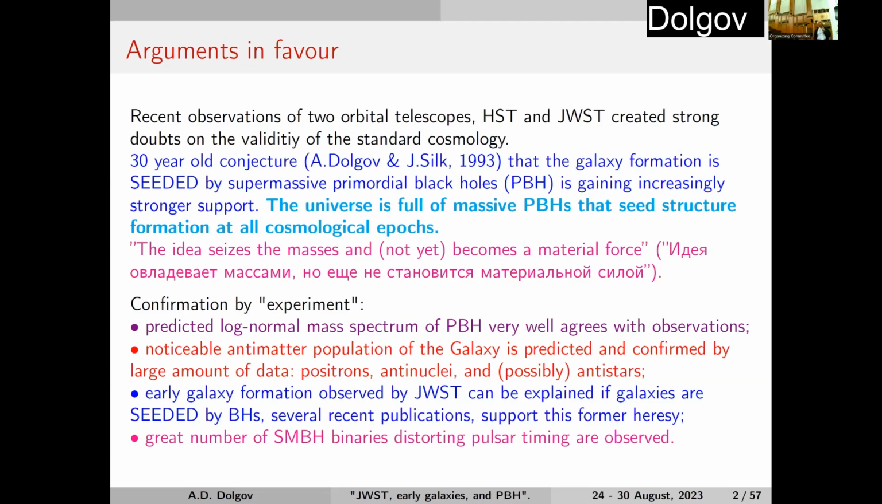The next thing, which I already repeated: all the data controversial with the standard cosmology, observed by the James Webb telescope and in fact also by the Hubble telescope, has an economical and simple solution, that all these objects are seeded by primordial black holes. And another very recent thing is the distortion of pulsar timing, which is possibly created by an unexpectedly large amount of black hole binaries.